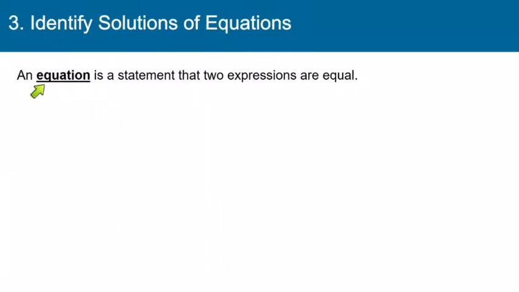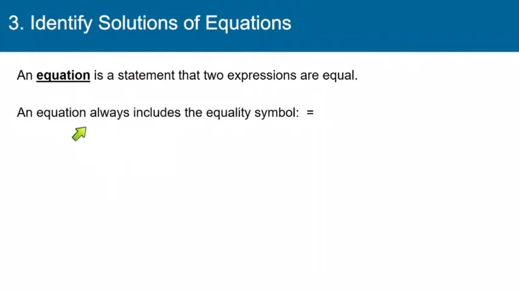An equation is a statement that two expressions are equal. So in an equation, you have an equal sign and then you have an expression on the left and an expression on the right. An equation always includes the equality symbol, which is the equal mark. Here are a few examples of equations.